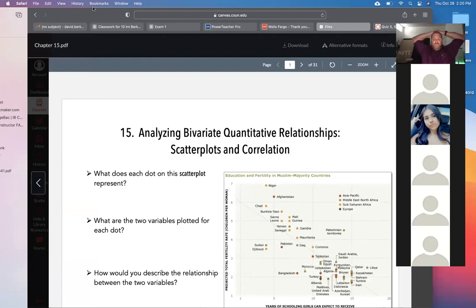Analyzing bivariate quantitative relationships, scatter plots, and correlation. So first, notice the difference between everything that we've done so far and what we're about to do. Everything that we've done so far in terms of means and medians and standard deviations and quartiles and frequencies and all that stuff was looking at one variable: height, weight, number of siblings, GPA, whatever you want to think of.